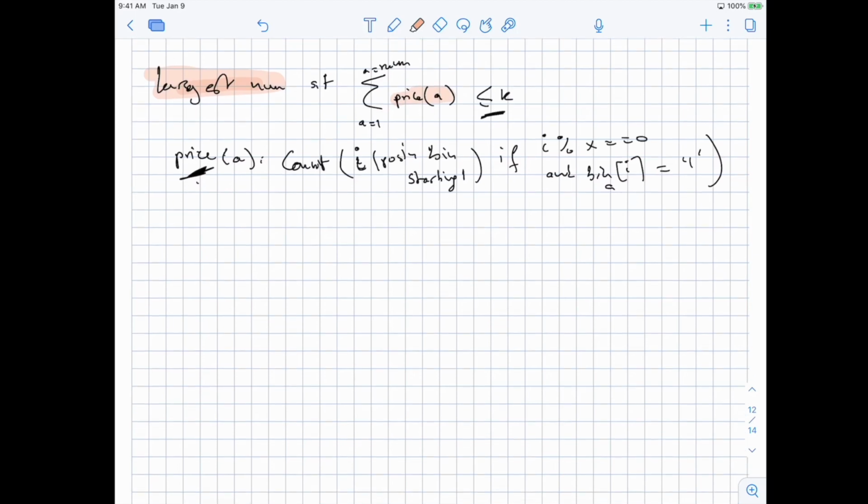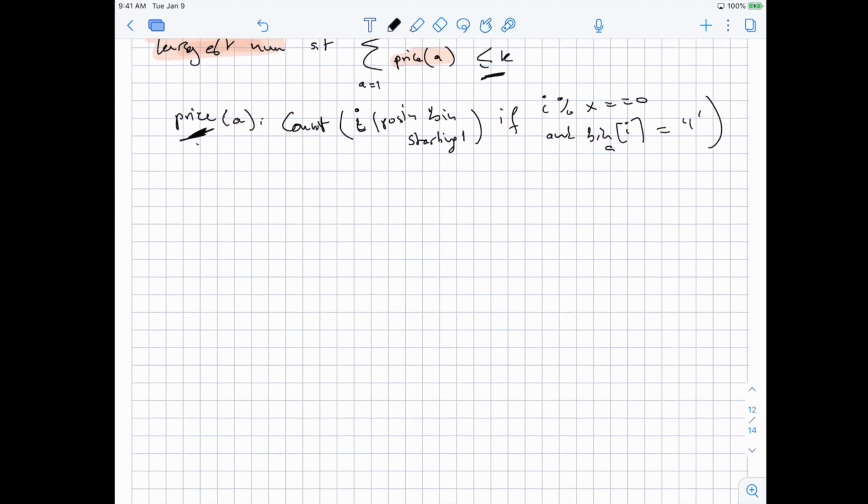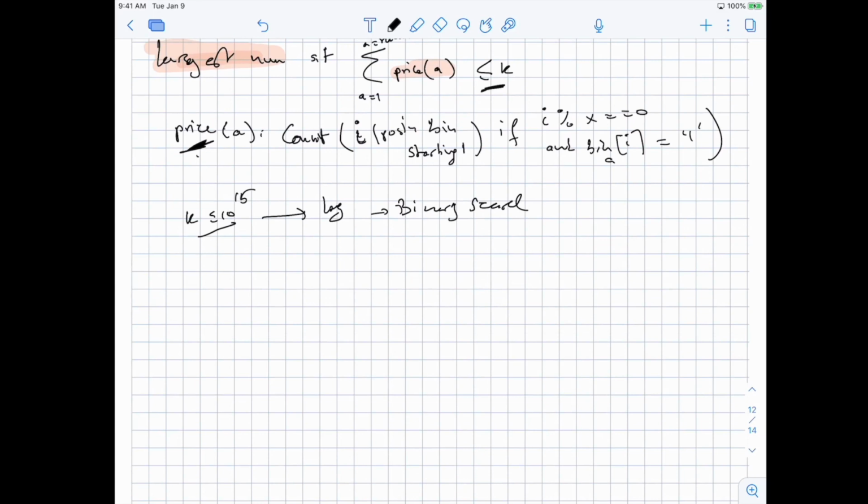Okay, so how do we get the largest number? Well, we know that k is up to 10 to the power of 15, which is very large, so we need some sort of log solution, and we need to think about binary search. This is where binary search is useful, because with binary search we can look in the range of all possible numbers and find the largest one where some condition is true. What do I mean by that?